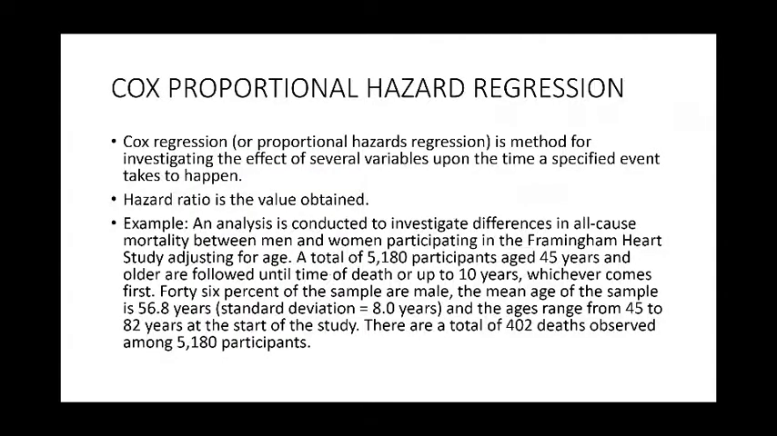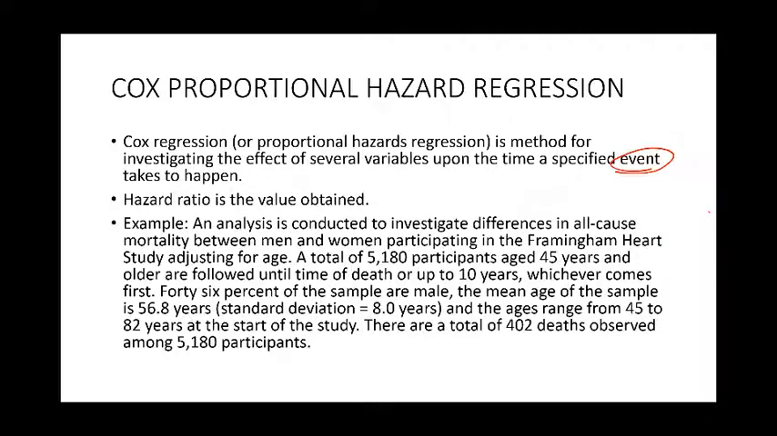There is another concept called Cox proportional hazard regression. So it is a method of investigating the effect of several variables upon the time a specified event takes to happen. Usually, the event which we are waiting to happen is a death or a complication. And we want to see the effect of several variables upon this event.